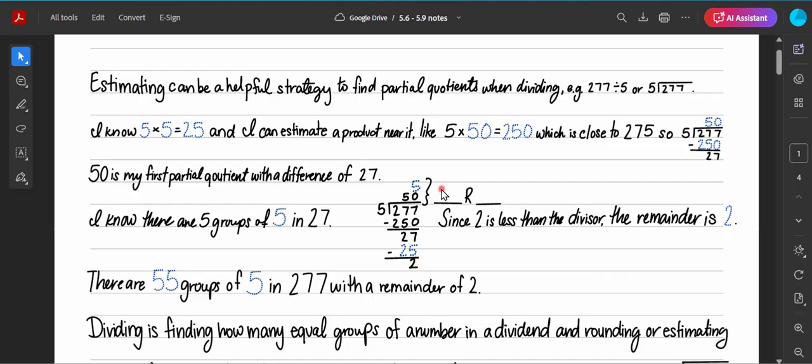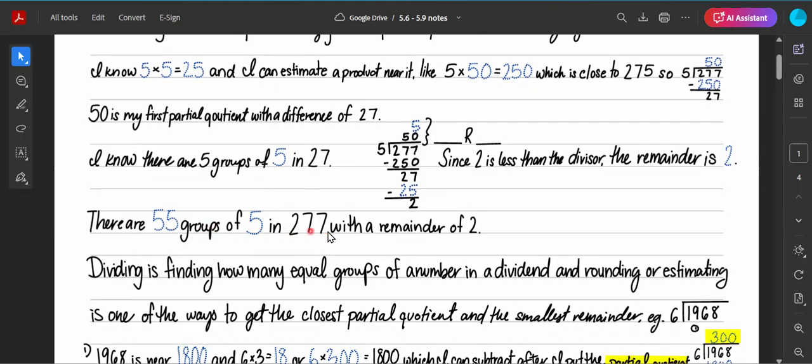Now I'm going to put my whole quotient here, which is 50 plus 5, so 55 with a remainder of 2. Since 2 is less than the divisor, the remainder is 2. So remember, your quotient, your remainder always has to be less than that divisor. So there are 55 groups of 5 in 277 with a remainder of 2.